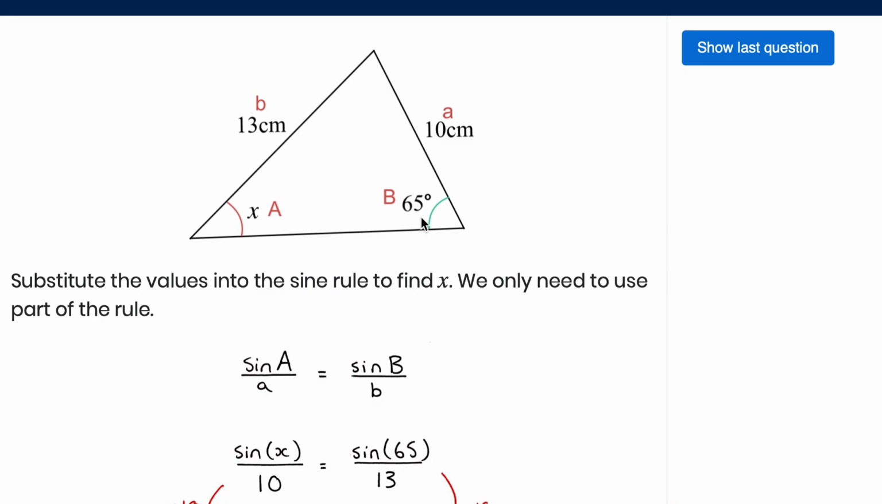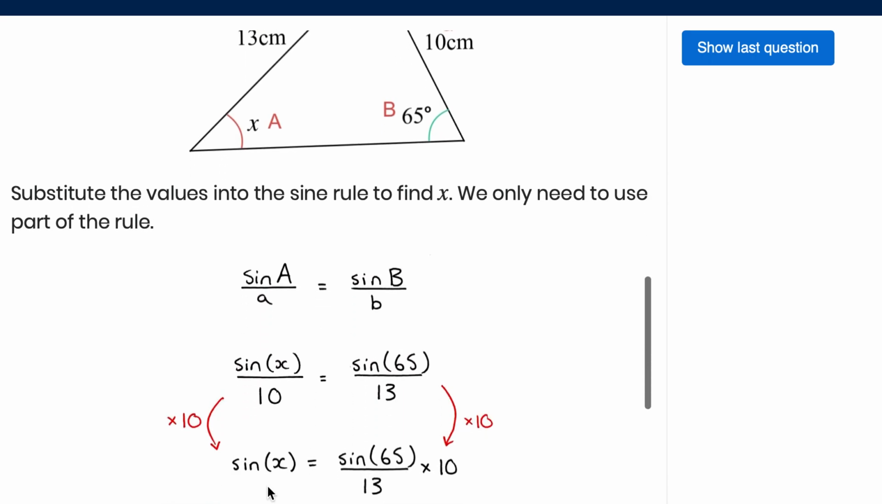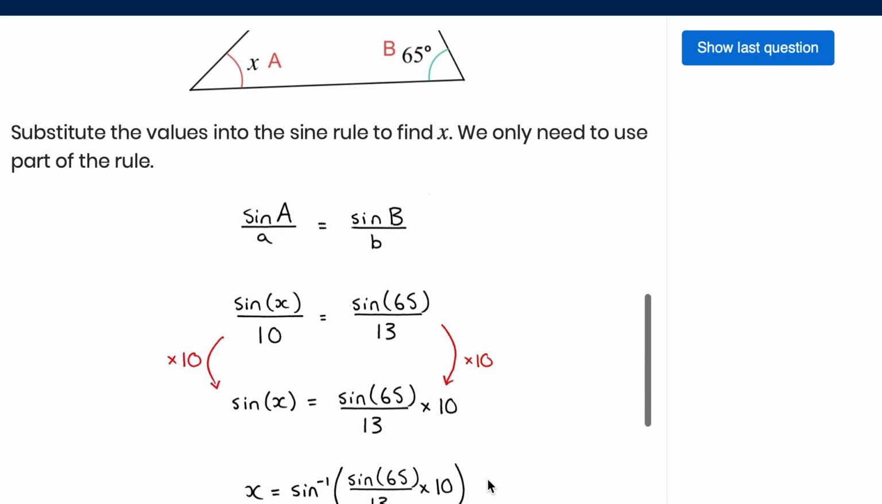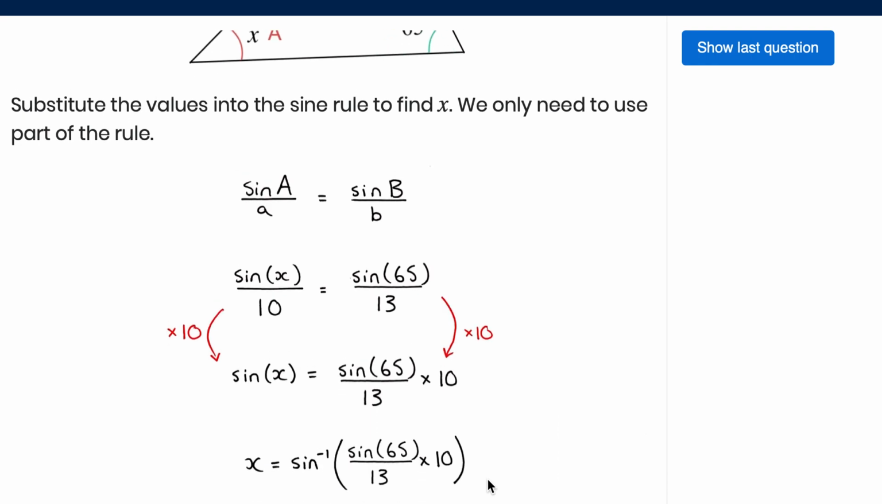And that's because the 65 degree angle is opposite the 13 centimeter side, and the angle x is opposite the 10 centimeter side. And since sine x over 10 means the same as sine x divided by 10, we multiply both sides by 10 to get sine x on its own equals sine 65 over 13 times 10. And to get x, we use the sine to the minus 1 function, usually found by pressing the shift button on your calculator and then sine. So x is equal to sine to the minus 1, open brackets, sine 65 over 13 times 10, close brackets.